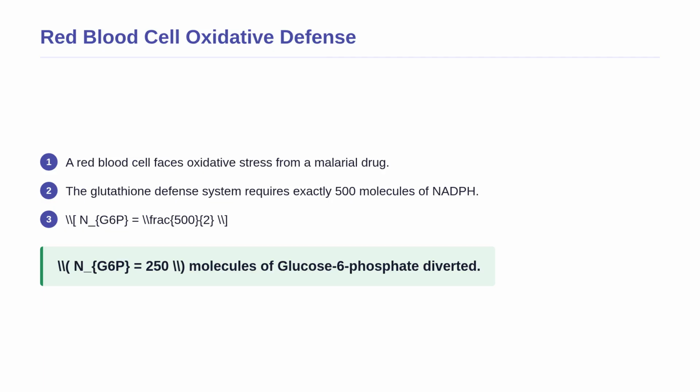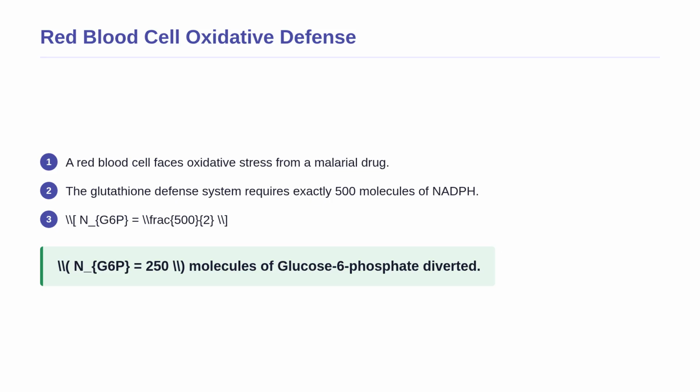Let us see this defensive calculation in action. Imagine a red blood cell is suddenly exposed to a high level of oxidative stress from a malarial drug, causing a dangerous buildup of hydrogen peroxide. To neutralize this lethal threat, the cell's defense system requires exactly 500 molecules of NADPH immediately. We need to calculate how much glucose must be diverted away from energy production.